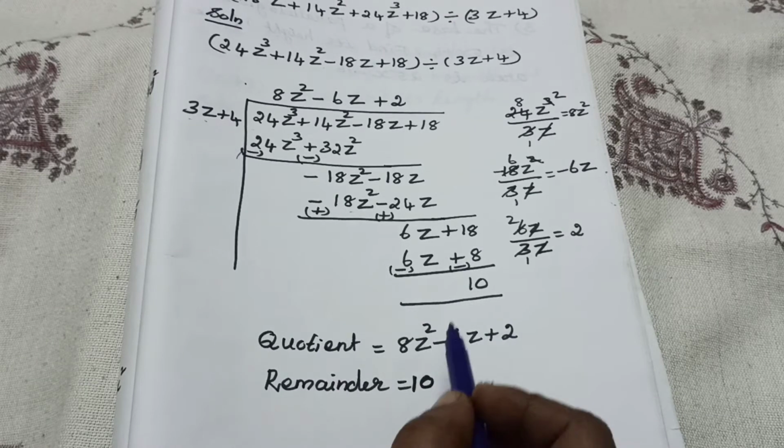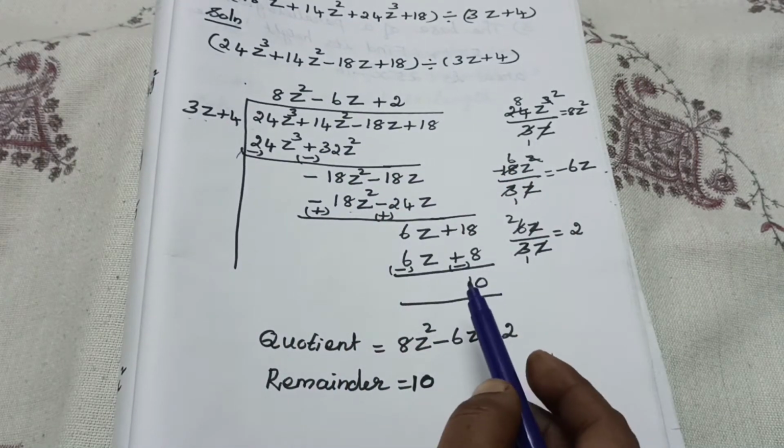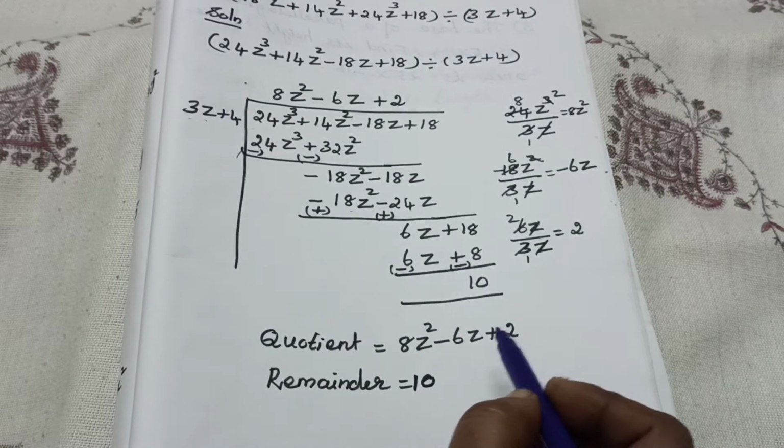Then quotient is what? 8z square minus 6z plus 2. Did you get these answers? Okay, very good.